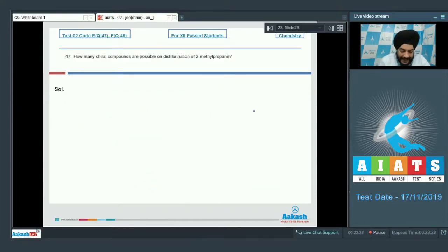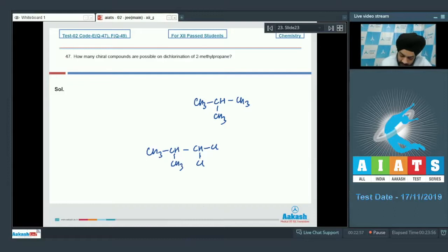Question number 47. How many chiral compounds are possible on dichlorination of 2-methylpropane? Okay, so if you look at 2-methylpropane, students, so this is 2-methylpropane. And if you talk about the dichloro product, we can have a case in which both the Cl are added on the same carbon, which is the terminal carbon. Okay, we can have a case in which one of the Cl is added at the tertiary carbon while the other is added at the terminal carbon.